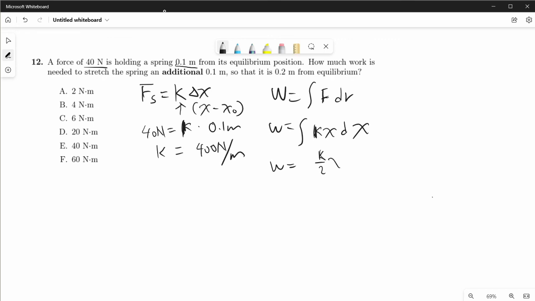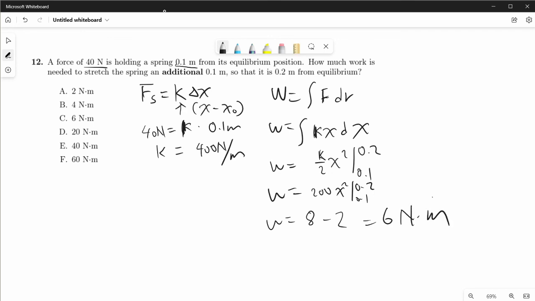So we just solve the integral. X squared evaluated at 0.1 to 0.2, as it's from 0.1 meters from the equilibrium to 0.2 meters from the equilibrium. So plug in 400 here, we get 200 x squared. The work would be 0.2 squared, 0.04 times 200 is 8, minus 0.01 times 200, which is 2, which is 6 Newton meter.